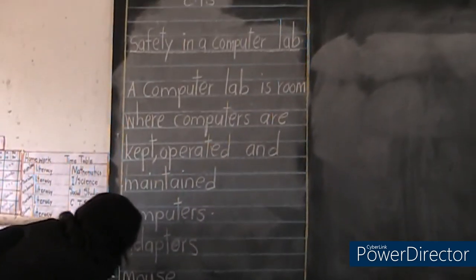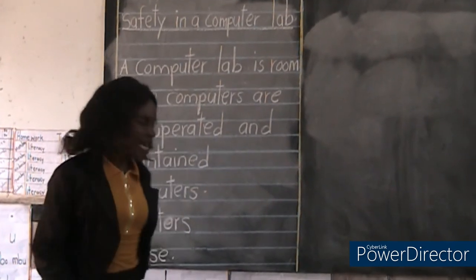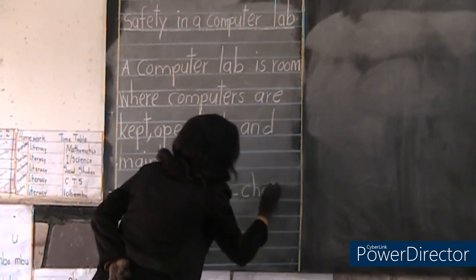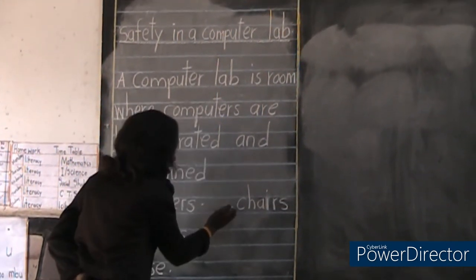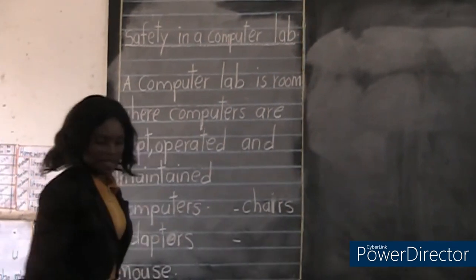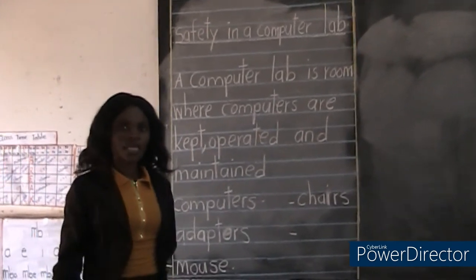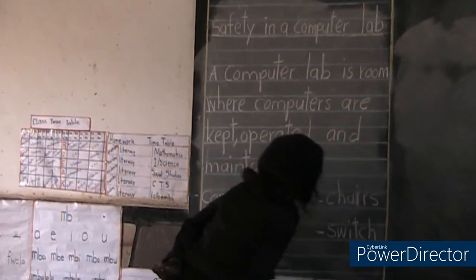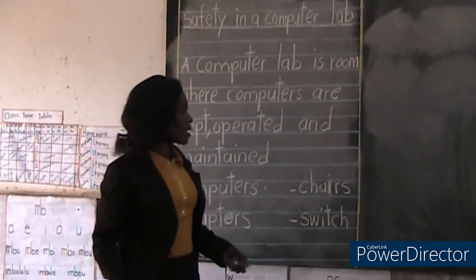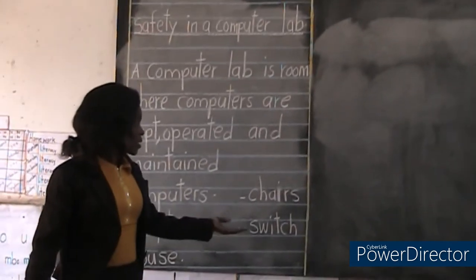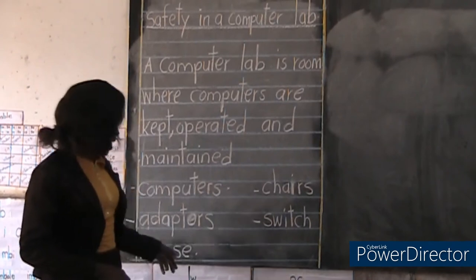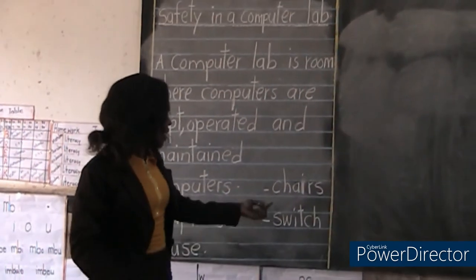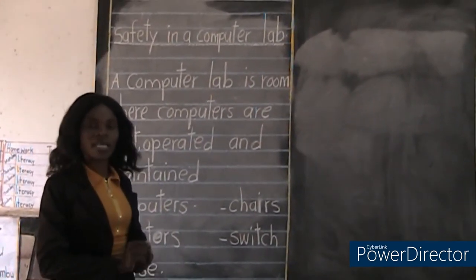The mouse. What else? Chairs. Very good. Chairs where you sit when you are operating the computers. So, in the computer lab, you find even the chairs there. What else? The switch. Okay. So, even the switch is there. And there are chairs where you are supposed to sit when you are working on the computer.